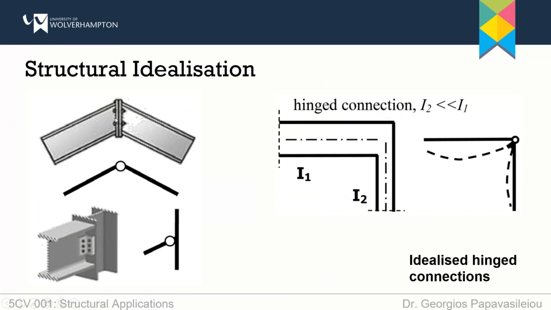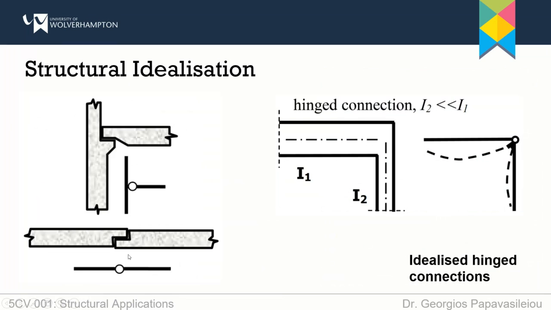Of course, as I said, there are other types of connections that allow an amount of rotation to develop, and because they allow rotation, they are modeled using hinges instead of a rigid support or rigid connection. They are mainly used in steel structures, as you can see over here. However, they can be realized in concrete structures as well. It is possible to do that.